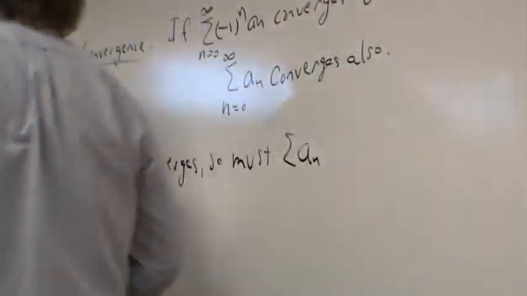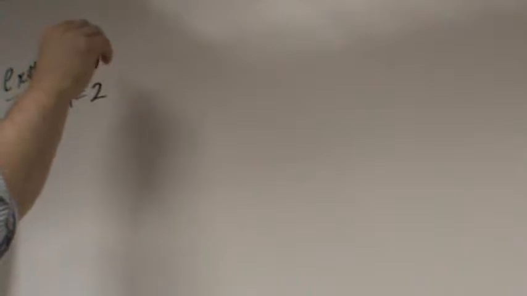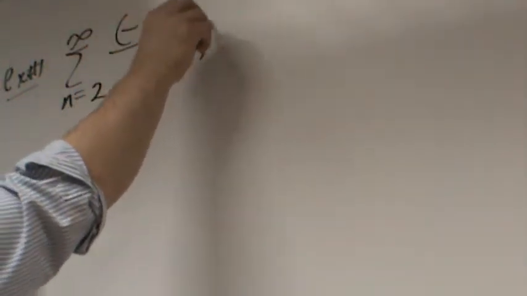So let's go ahead and do some problems. Here's example number 1. The sum as n goes from 2 to infinity of (-1) to the n power over the natural log of n. Let's have a quick vote. Does this alternating series converge?